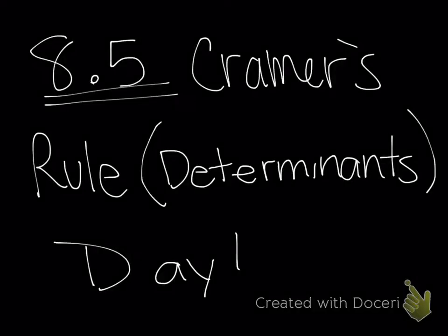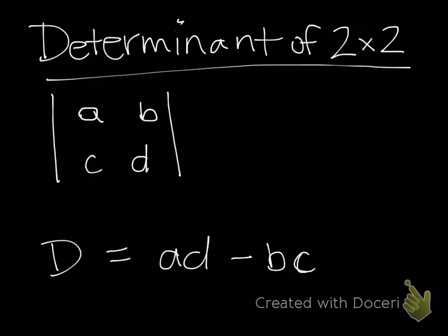Today we're starting section 8.5 and we're going to be discussing Cramer's rule. And in order to use Cramer's rule, we have to learn something called the determinant. So a determinant represents a numerical value that represents all the values that are within your matrix. Notice the notation for the determinant changes. It becomes two straight bars.